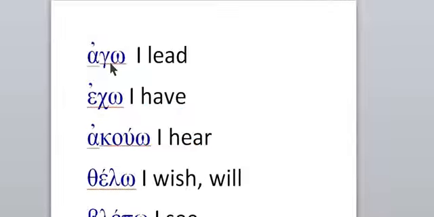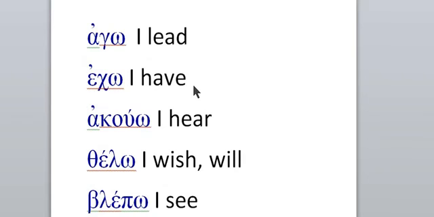Here we have some more verbs. Ago, I lead. Echo, I have. Akuo, I hear.